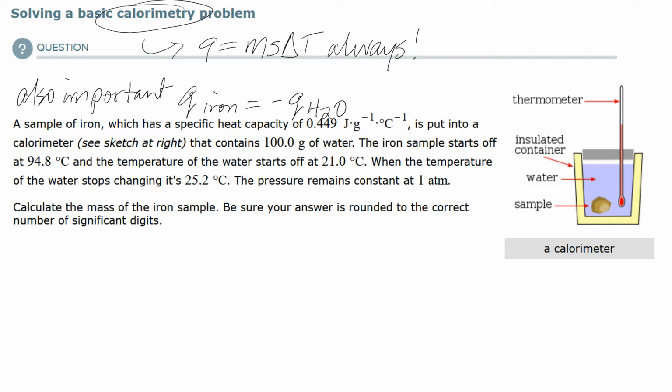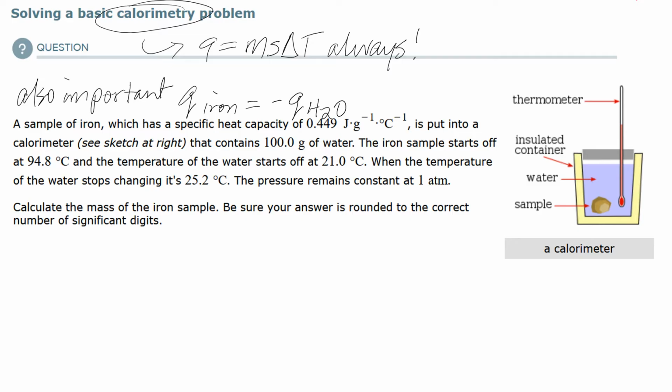So what do we have in this problem specifically? We have iron. We're given its heat capacity. We know we're putting it in a calorimeter. We know that calorimeter contains 100 grams of water. And we have two different temperatures: the initial temperature for the iron, and the initial temperature of the water. The iron is somewhat hot, it's 94.8 degrees centigrade, and the water is somewhat cool, 21 degrees centigrade.